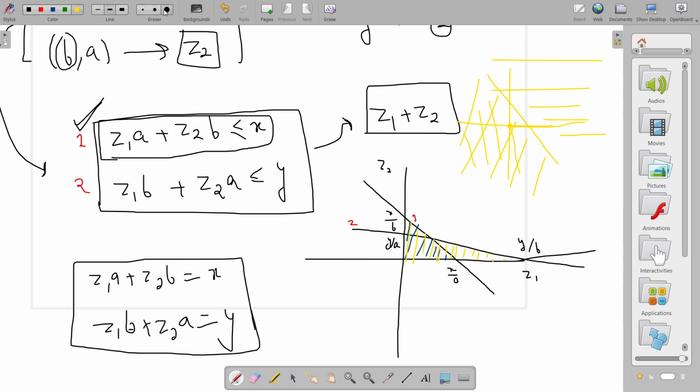Now I will basically only keep the combined region, the set of points that simultaneously satisfy these two equations. So I'll just remove the unwanted part.